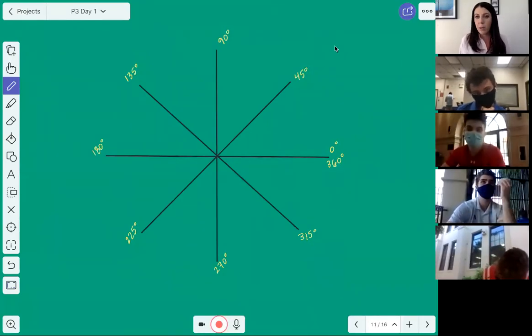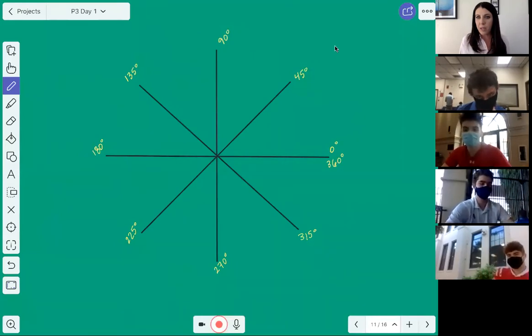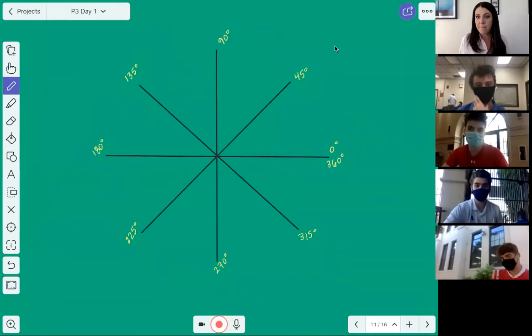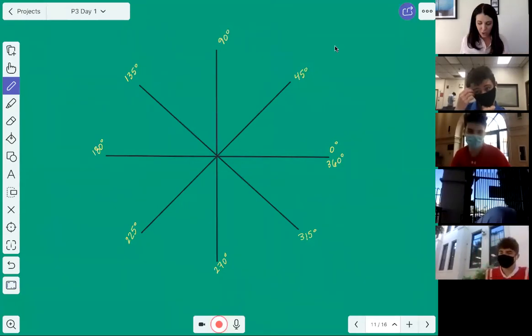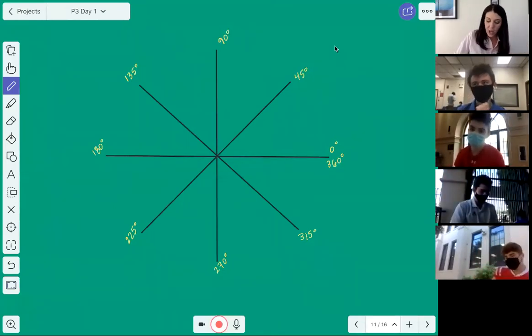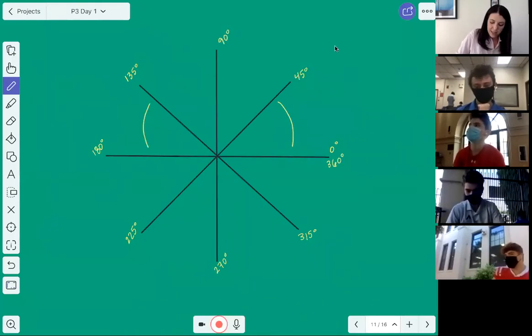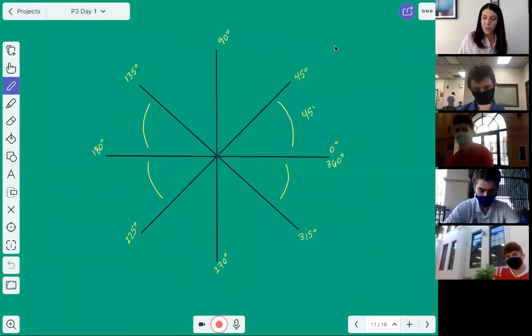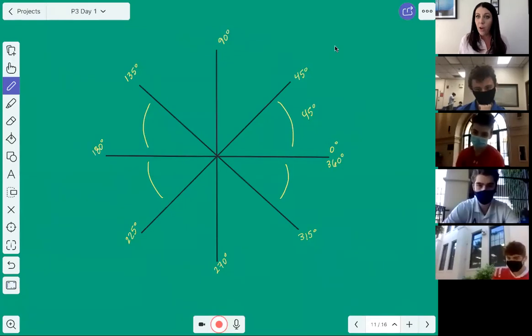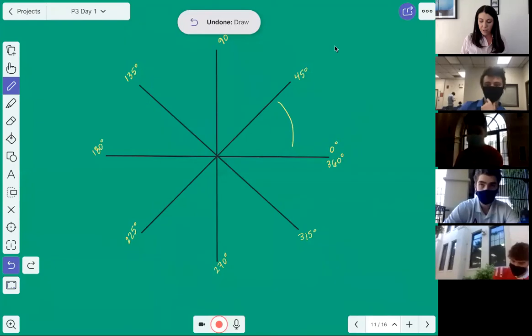Can someone tell me what a reference angle is? Do you remember that from yesterday? The angle measure to the nearest x-axis. Fantastic job, Josh. So it's the angle measure from the nearest x-axis. So what I'm saying is all of these angle measures from their nearest x-axis are represented by 45 degrees. They're all 45 degrees away from the nearest x-axis. Okay, so we're going to call those our 45-degree reference angles.